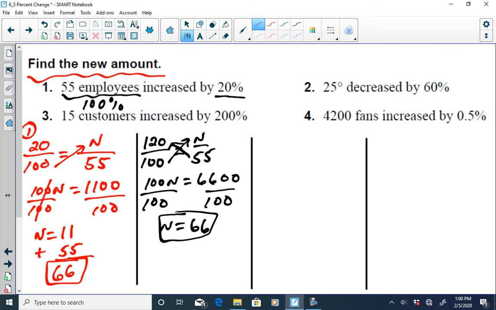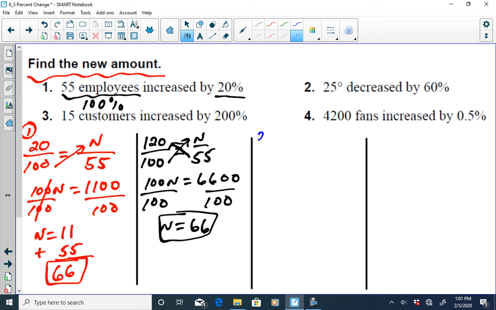So some students like to do the problem in two steps. Some students like to do the problems in one step. Right? You choose whether you want to do it in two steps or one step. Now that's what an increase looks like if we increase the population or increase something by a percentage. What would a decrease look like? Well, let's take a look.